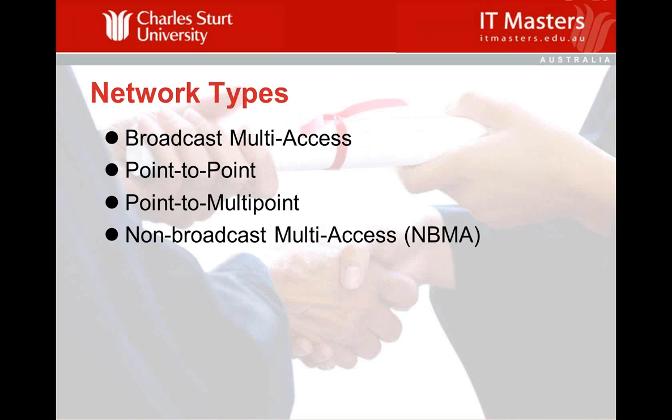Okay, so network types. Broadcast multi-access includes any topology where broadcast occurs. For example, Ethernet, Token Ring (which doesn't really exist anymore, but that's an example you may see on the exam), and ATM. OSPF in these circumstances will elect DRs and BDRs and will use 224.0.0.6 to communicate to those DRs and BDRs. In that example, neighbours don't need to be manually specified. OSPF will pick it up itself.